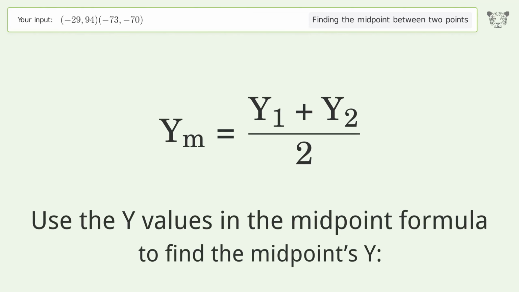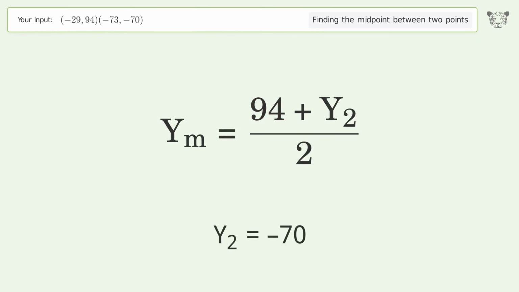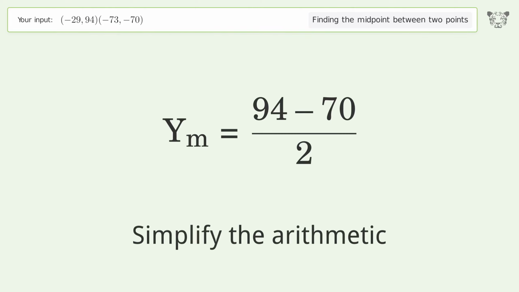Use the y values in the midpoint formula to find the midpoints y. y1 equals 94. y2 equals -70. Simplify the arithmetic.